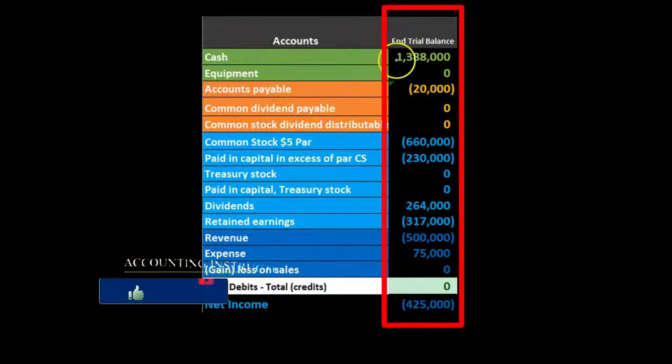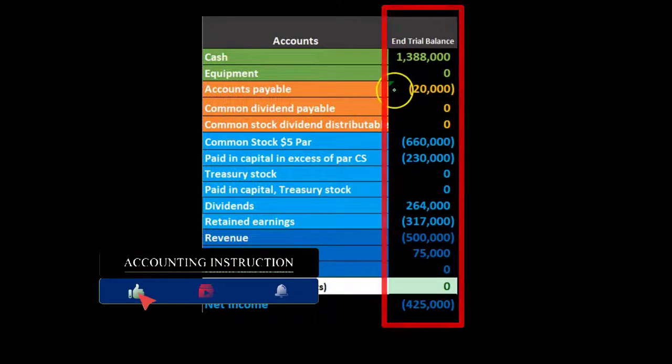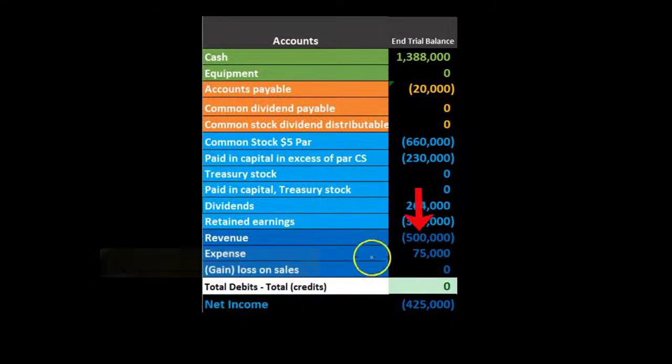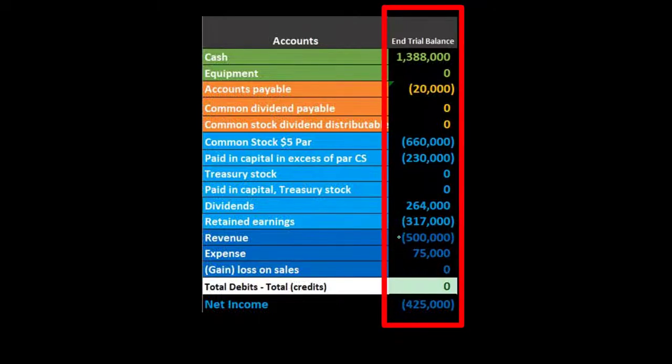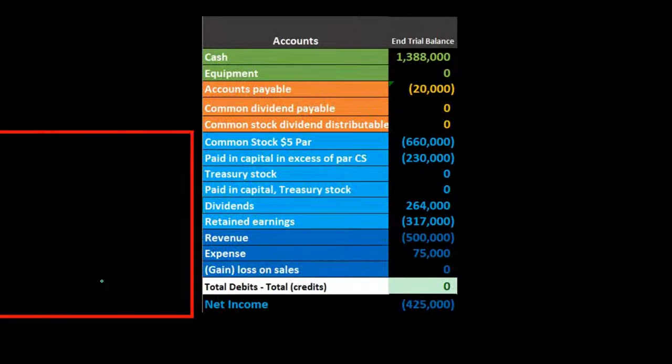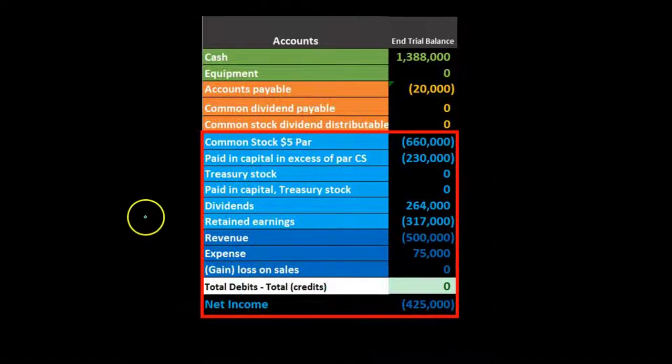We've got the debits being non-bracketed or positive, and the credits being bracketed or negative, for the calculation of debits minus the credits being zero, meaning debits do indeed equal the credits. Net income is $425,000. That's not a loss, that's income. That's the credits of $500,000 revenue minus the debits of $75,000, being that $425,000. So remember that when we think of the total equity as a whole, it would be all of this.